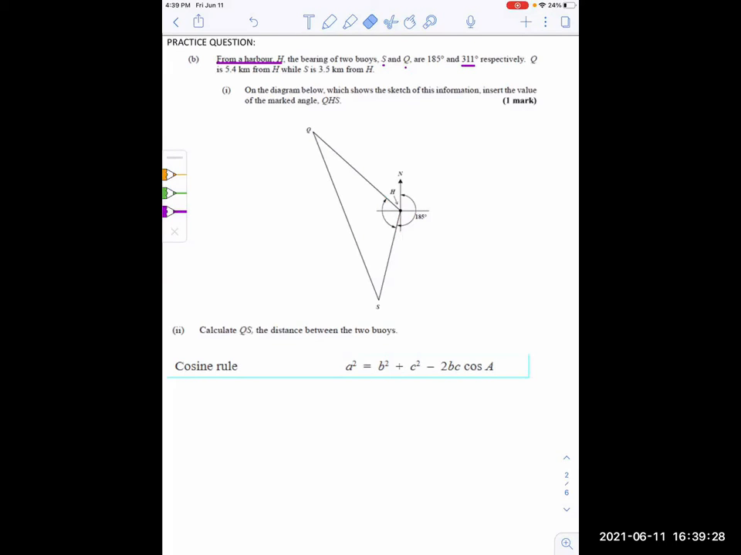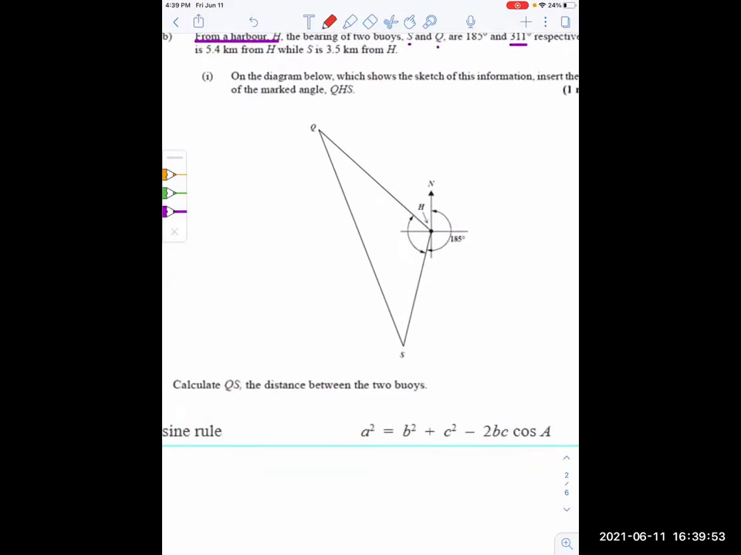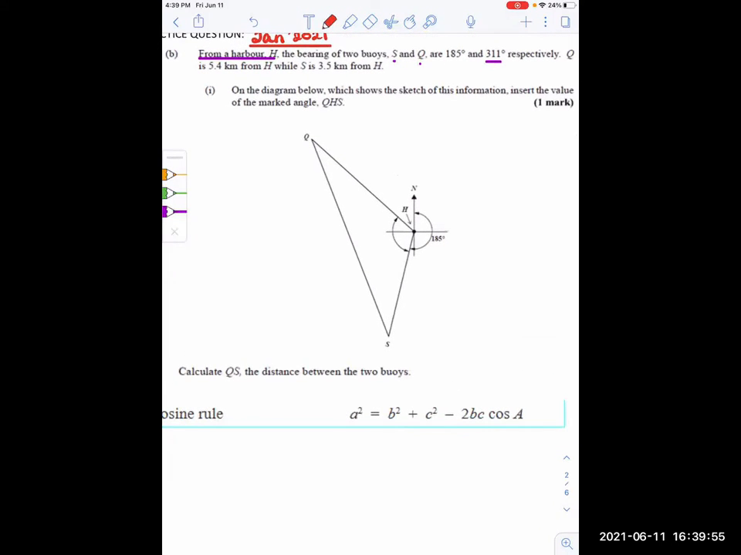So on the diagram below, which shows the sketch of the information, insert the values of marked angles Q, H, and S. So very quickly, this is January 2021. Draw a sketch of this in your notebook very quickly because we had to label it. Right? So go ahead and draw a sketch of the diagram.